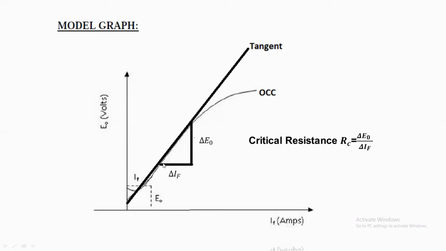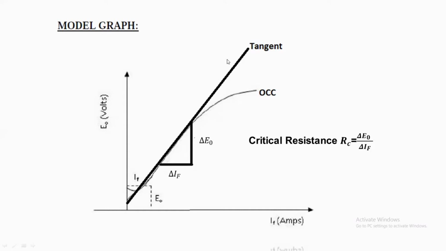After that, as the field current increases, the generated EMF also increases. Finally, it reaches saturation. Beyond saturation, the EMF does not increase with the field current. It's the maximum rated value, the maximum value the generator is capable of producing as EMF.